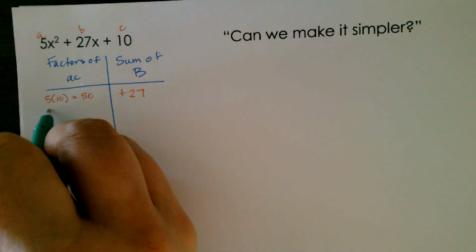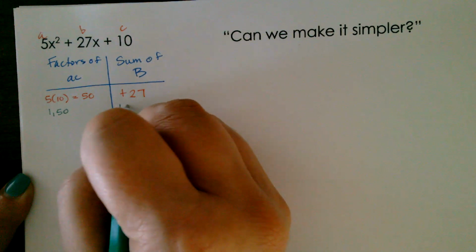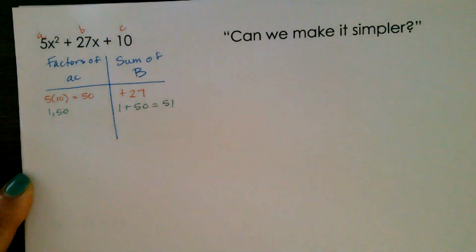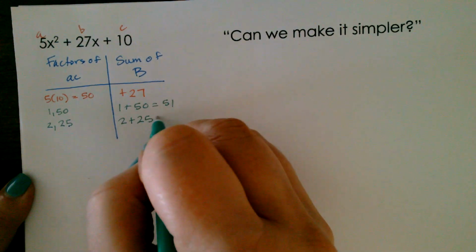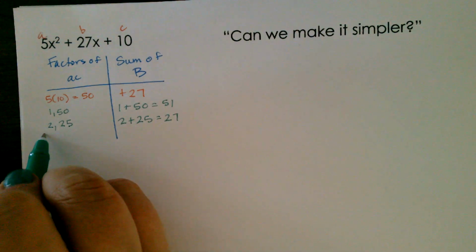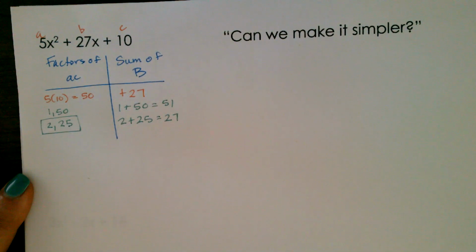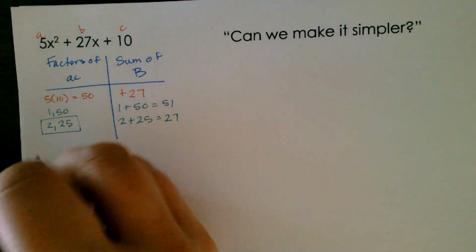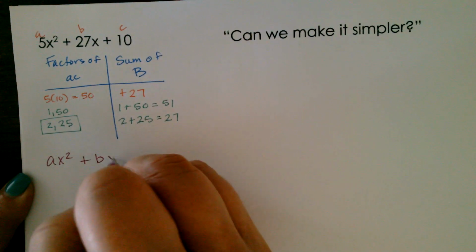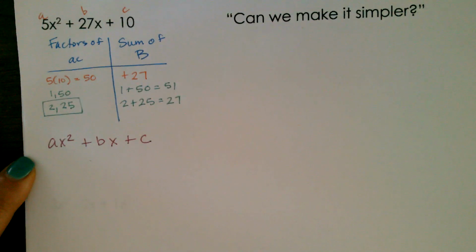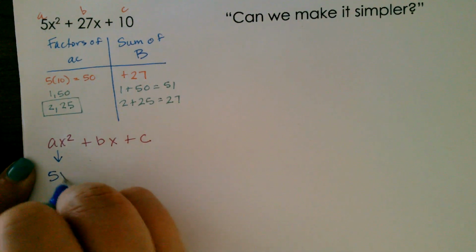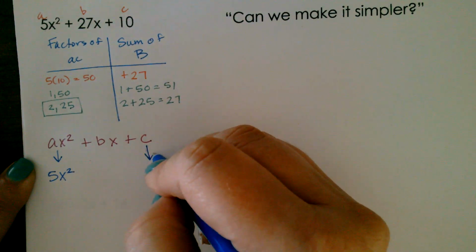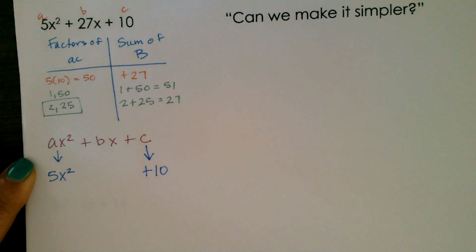All right. Well, 1 times 50 equals 50, but 1 plus 50 is 51. Not the two factors I'm looking for. 2 times 25. Ooh, 2 plus 25 is 27. These are the factors I'm looking for. Okay. I will then just write this down until we become masterful. Filling in what I know, my original A term is 5x squared. My original B term is plus 10.